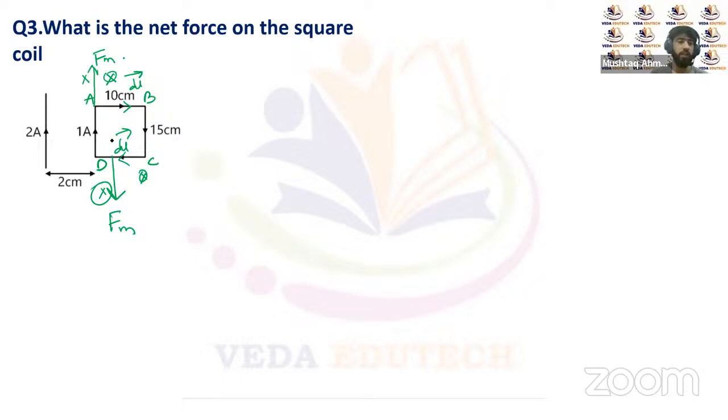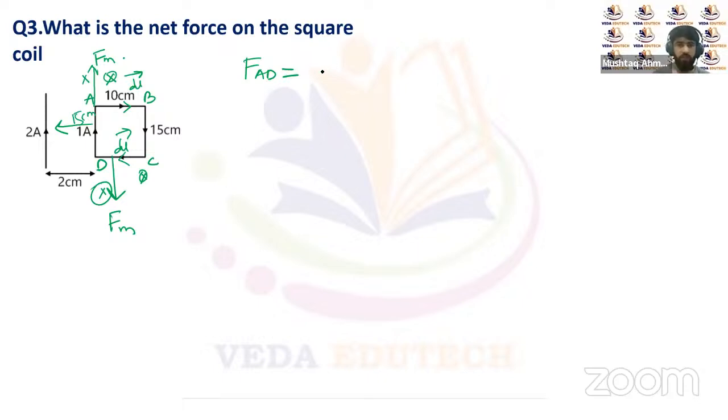Now talking about the magnetic force on the wires AD and BC, we are left with the two wires, right? AD and BC. The length of this AD is given as 15 centimeters, right? So the magnetic force on the AD portion will be F, right? It will be towards the wire, because we know that parallel currents attract each other and anti-parallel currents repel each other.